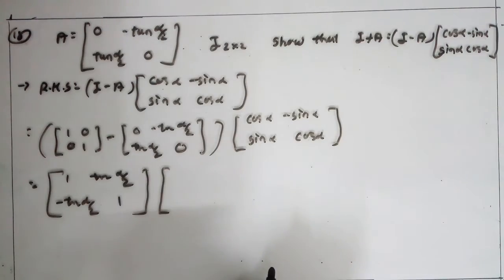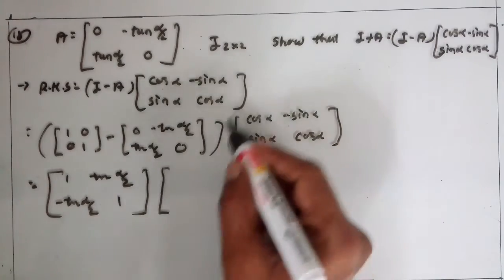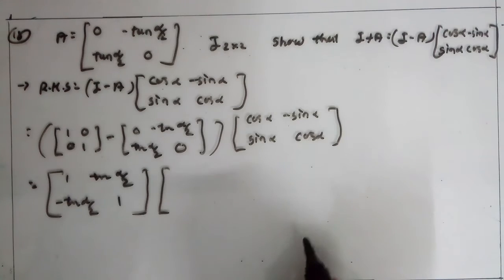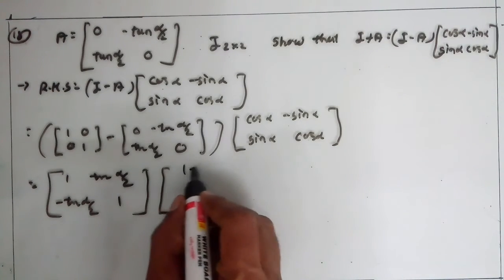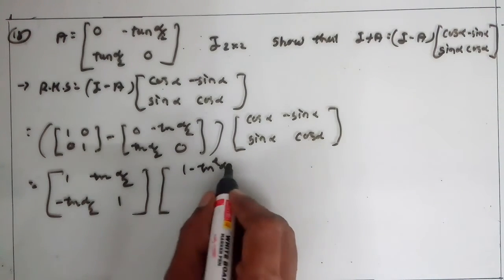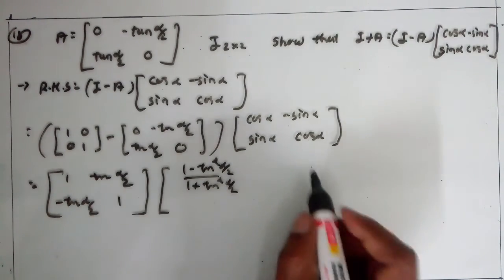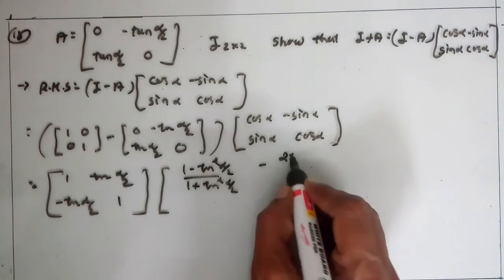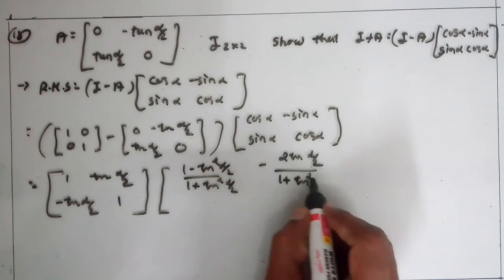In parallel to this, in the second matrix, given cos alpha and sin alpha, change into the half angle formula of tan, into the form of tan. Cos alpha is equal to (1 minus tan square alpha by 2) upon (1 plus tan square alpha by 2). Clear? Similarly, minus sin alpha is equal to 2 tan alpha by 2 upon (1 plus tan square alpha by 2).